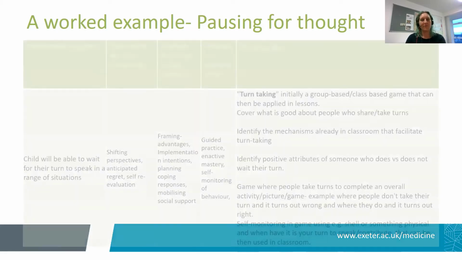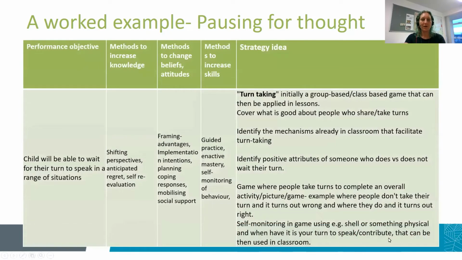So this one's from the pausing for thought module. And the behavior that we want to achieve in the end is that the child is able to wait for their turn to speak in a different range of situations. And then we thought, okay, so that's probably got something to do with knowledge, something to do with their beliefs or attitudes, and also their skills.